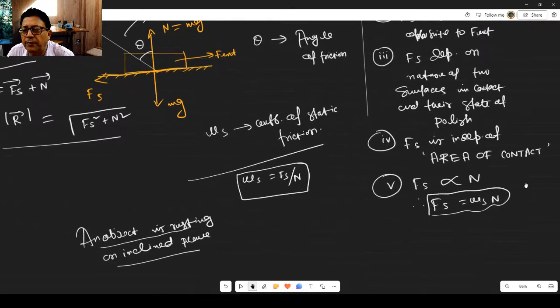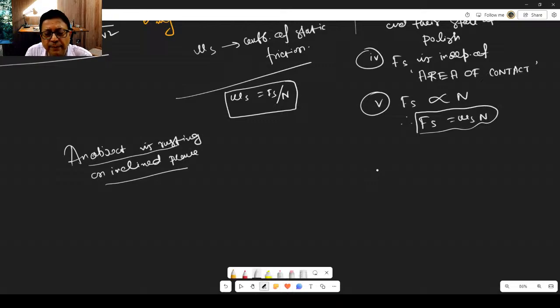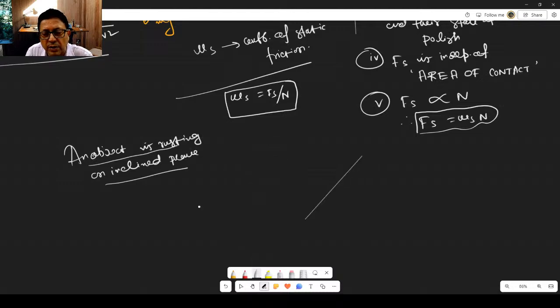Fs is independent of area of contact. And fifth point, Fs is proportional to N. Force of static friction is proportional to normal reaction. Then when the object is resting on an inclined plane, what will happen, that we will see. An object resting on an inclined plane, that angle of inclination is equal to theta. So how the force of friction arises in this case, that I am going to explain.